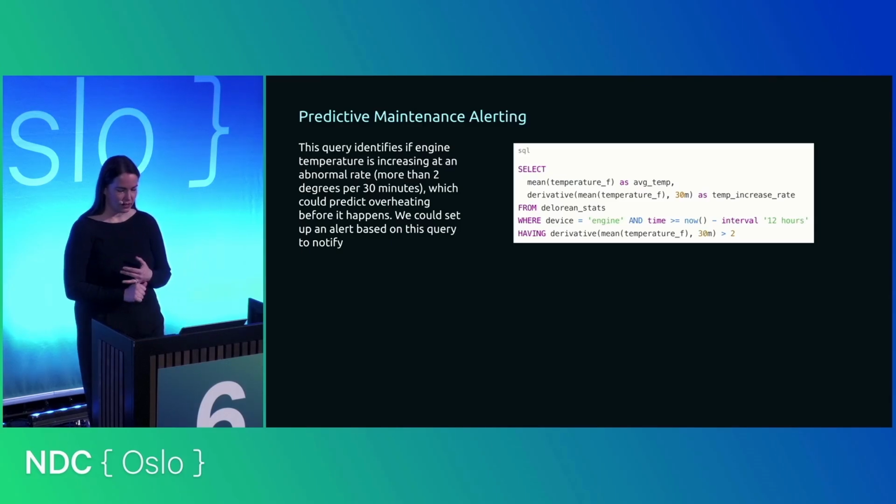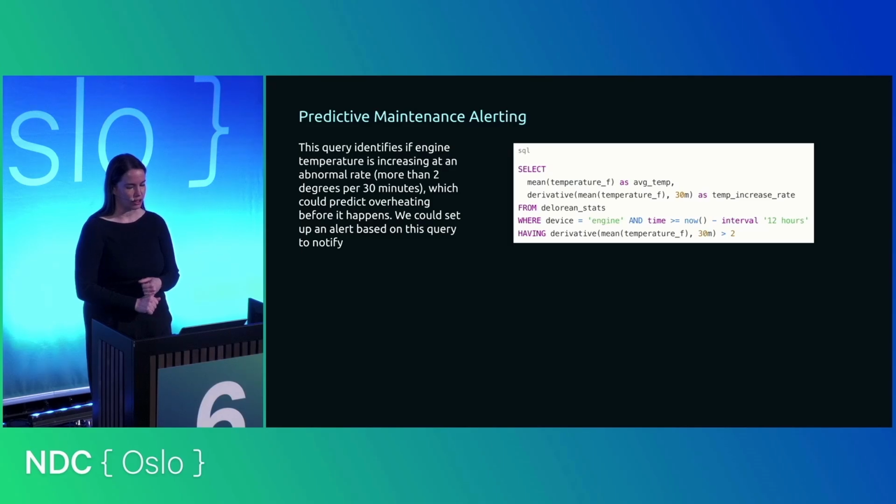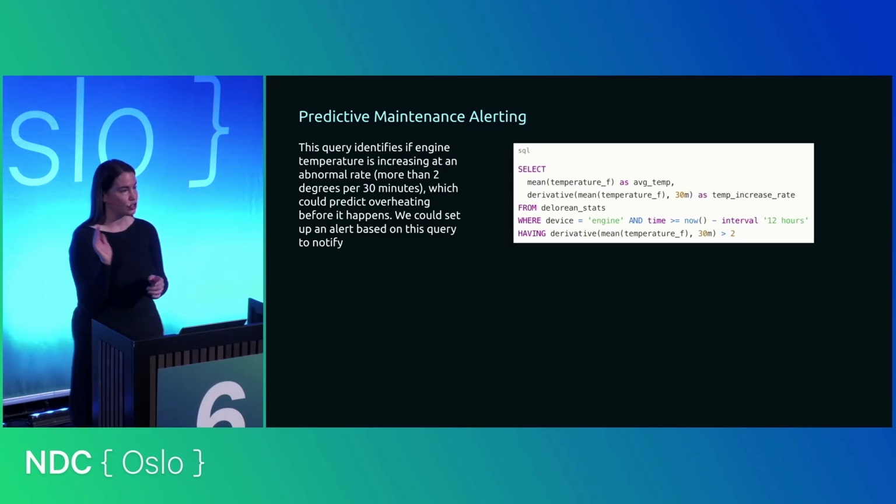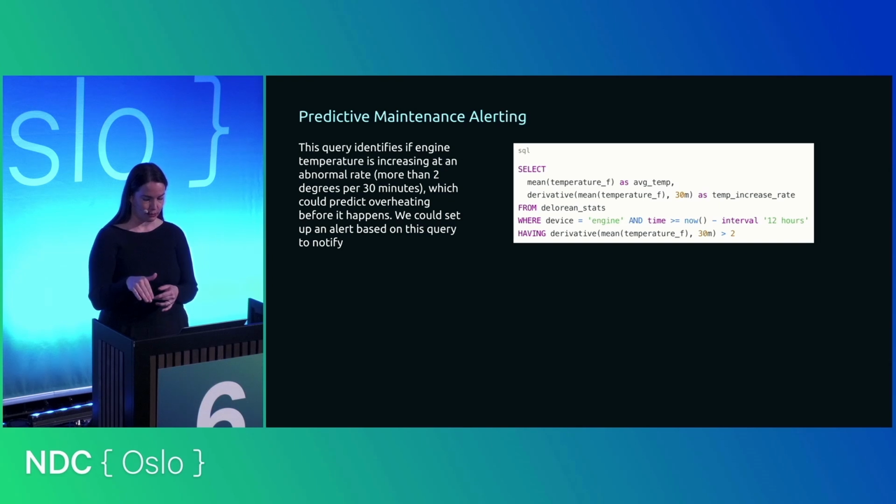Our predictive maintenance query uses the derivative function to calculate how quickly the engine temperature is rising. If it exceeds 2 degrees per 30 minutes, we can predict overheating before that happens and alert that maintenance is needed.